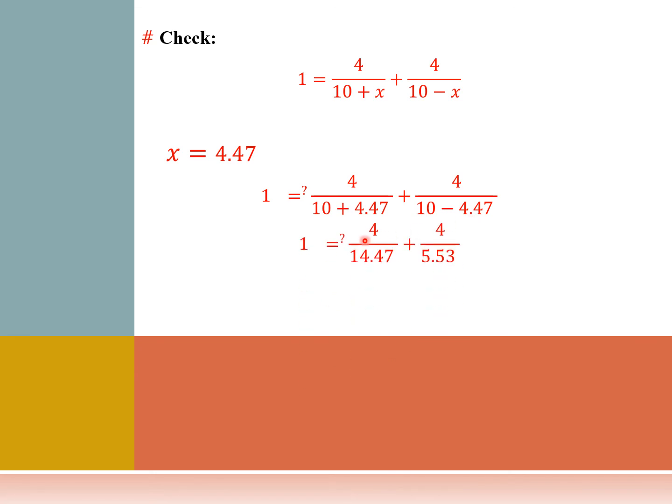So we will check: 10 plus 4.47 is 14.47. 10 minus 4.47 is equal to 5.53. Now 4 over 14.47 is equal to 0.276, and 4 over 5.53 is equal to 0.724. When we find the sum here, we will get 1. So this is a correct answer. So the value of x, 4.47, is a real solution of the equation which represents the wind speed.